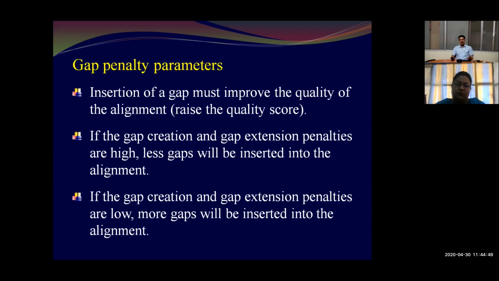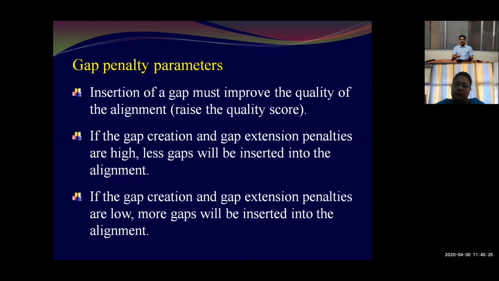One important aspect is that the insertion of a gap should improve the quality. It means the insertion of gaps should produce a greater number of matches. That is the number one criterion. When we insert a gap at a particular position in a sequence, it should ensure that the matching score increases. If the matching score does not increase after creation of a gap, then the gap should be avoided.